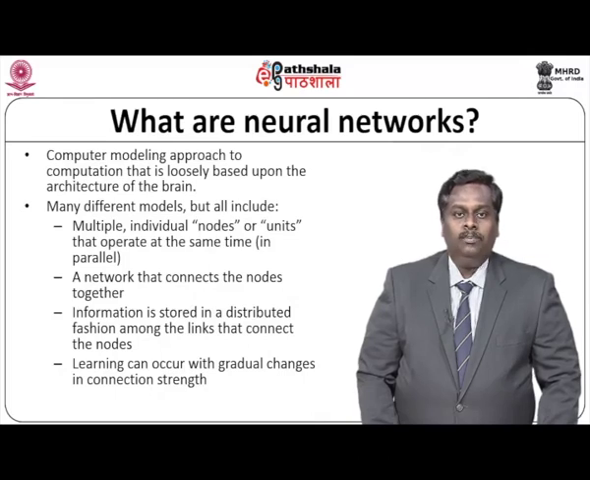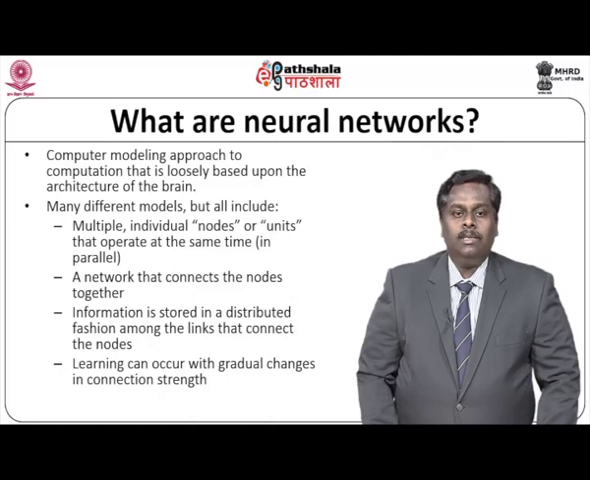The second important component of any neural network based model is the network itself, because every node in the network must be interconnected, and therefore the network structure itself forms the second important component. Thirdly, the information is stored in a distributed fashion, because you have multiple units, and across these multiple units the information is distributed, and the links that connect these nodes help in exchanging this data across various nodes.